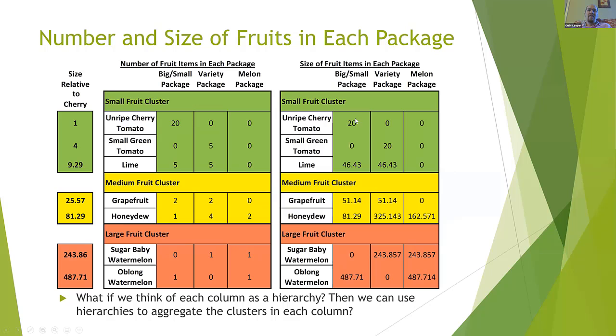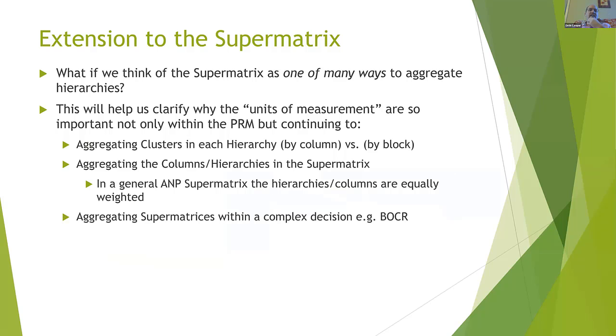And so now, what if we think of this as a column, as a hierarchy? Then we can use this idea to aggregate clusters in each column. This idea extends to the supermatrix. We're going to think of aggregating the clusters in each hierarchy by column instead of by block, and we're going to aggregate the columns and hierarchies in the supermatrix. In a general ANP supermatrix, the hierarchies or columns are equally weighted, where maybe we want to think about weighting the columns, the hierarchies. And that would extend to a supermatrix.